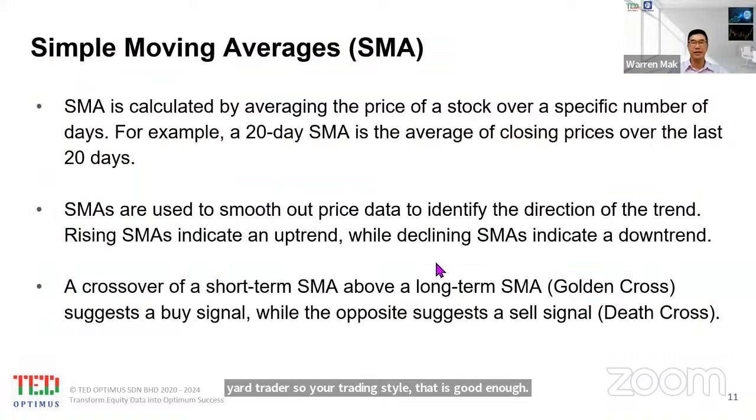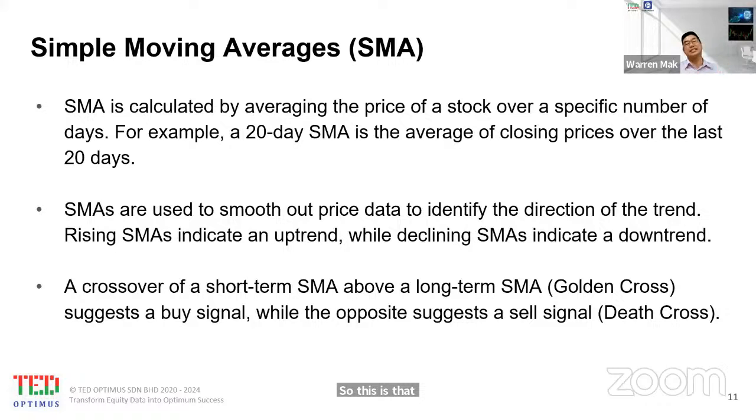Okay. This could be the most useful, most widely used indicator. It's just called a simple moving average. Simple moving average is calculated by averaging the price of a stock over a specific number of days. For example, if you talk about 20 moving average, it's very easy. You just add up 20 periods of the price and then divide by 20. So this is a 20 simple moving average. Actually, this is a simple average. You talk about moving because of when you calculate the first 20 period, this is the average.